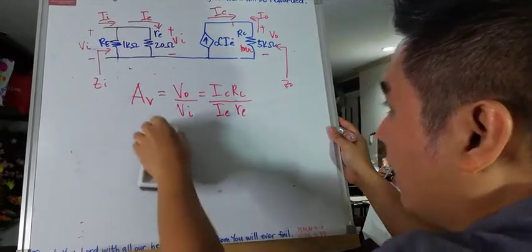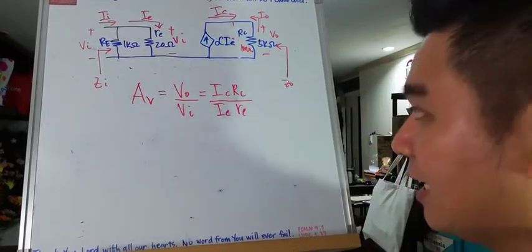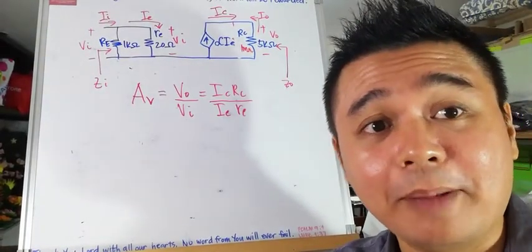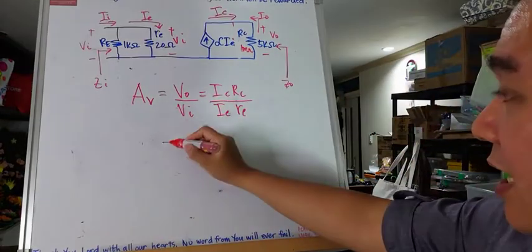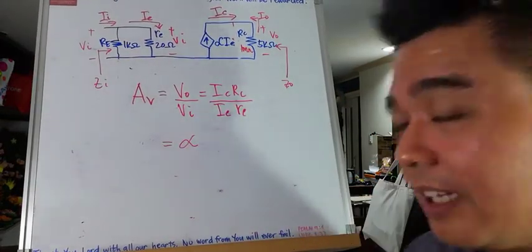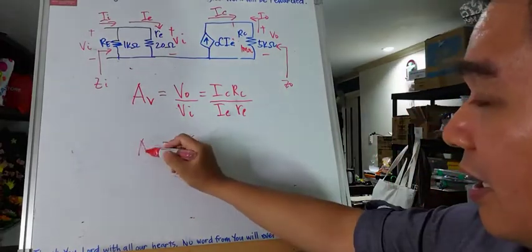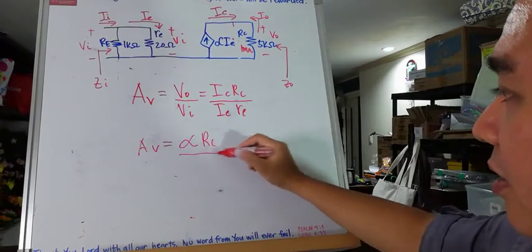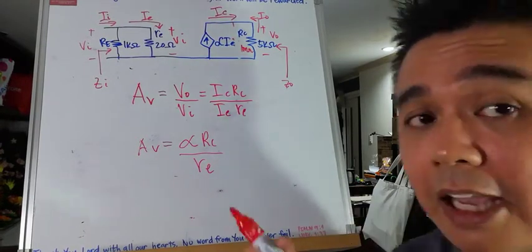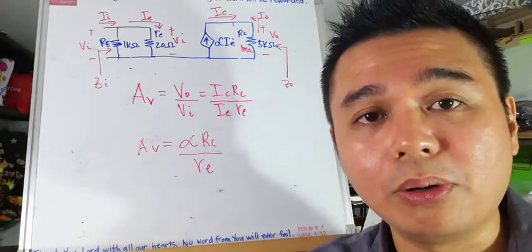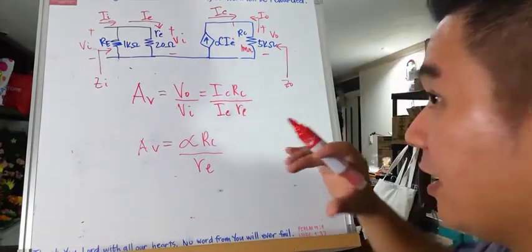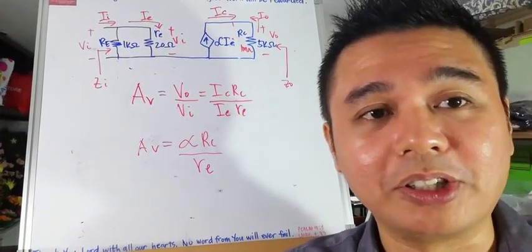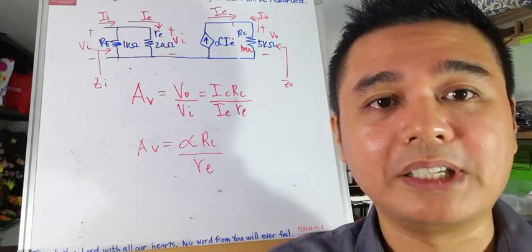Okay, so let's just erase this one. What is the relationship between IC and IE? So IC over IE, di ba that is also equal to alpha? So we can change IC over IE here. Magiging alpha na siya ngayon. So the voltage gain ng common base is equal to alpha times R sub C over R sub E. But take note, this is just the no load voltage gain. Ibig sabihin, wala pa tayong external load na nakakonect sa ating output coupling capacitor. So this is the no load voltage gain.